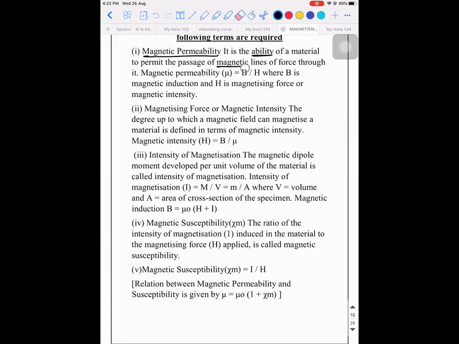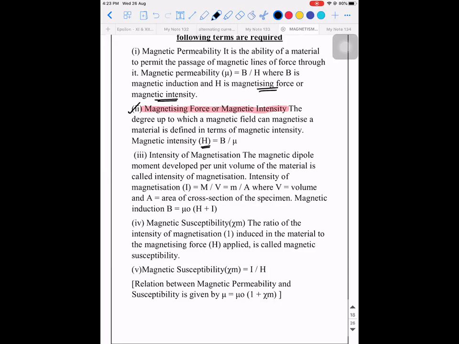So the first term is about magnetic permeability. If there is any confusion, please stop me. I don't mind explaining again. Don't stay confused. Next is magnetizing force or magnetic intensity. This is the second definition, represented by the symbol capital H. The other name for magnetic intensity is magnetizing force.